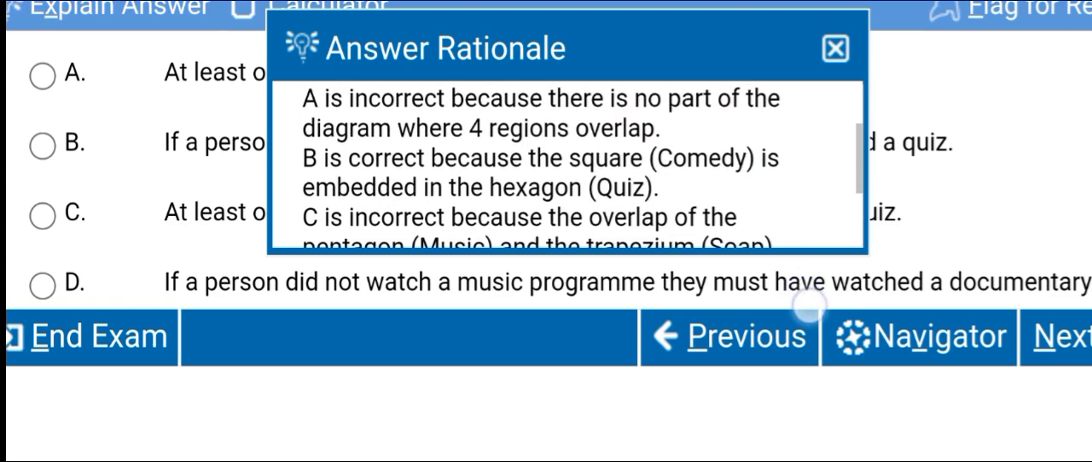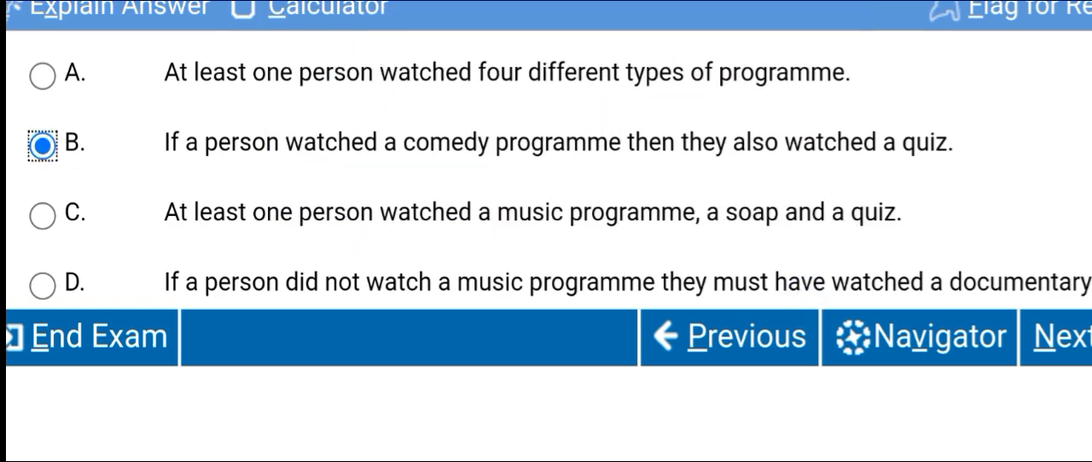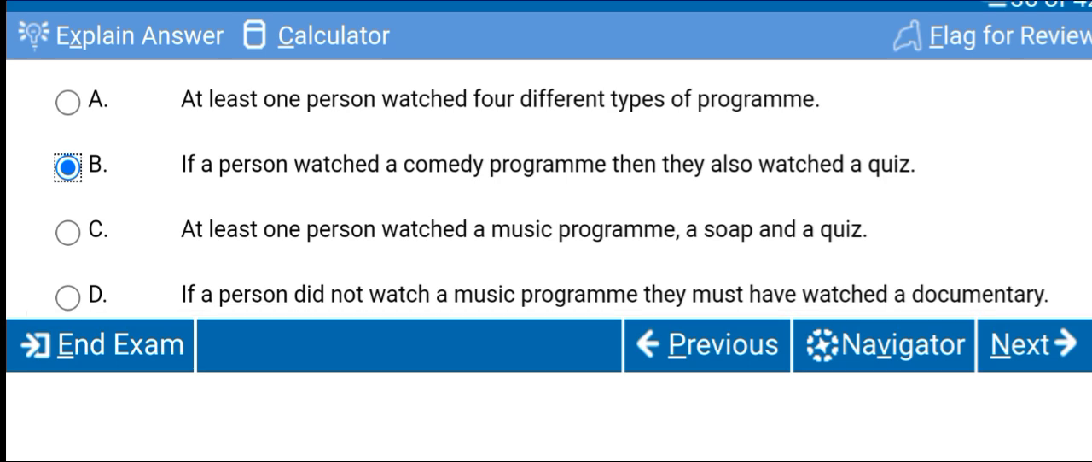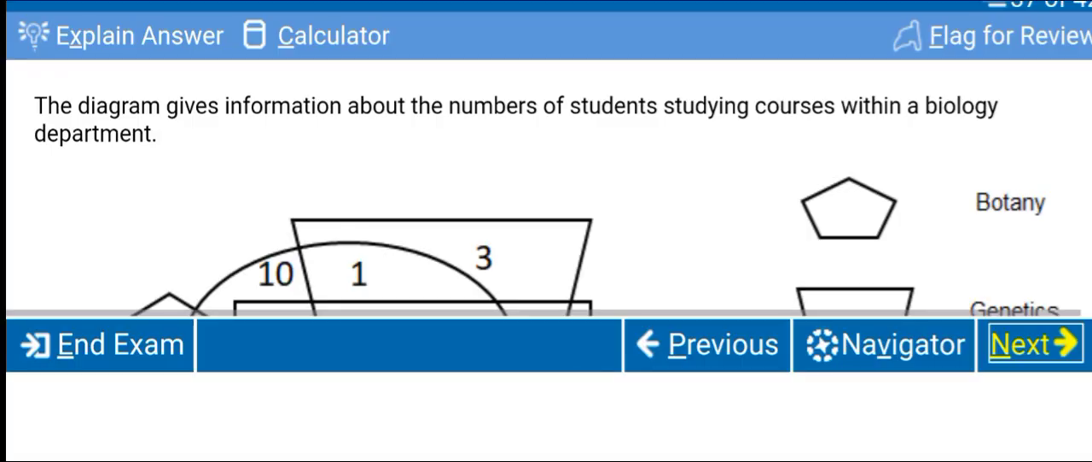So here we have option B as the correct option, which says if a person watched a comedy program, then they also watched a quiz. So this one is the right option. Next we have question number 37. It says the diagram gives information about the number of students studying courses within a biology department.